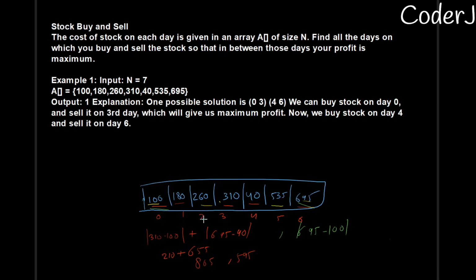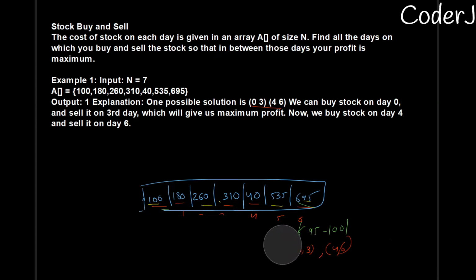As per our logic, he should buy it at 100, sell it at 310, that will be 3, and again he should buy it at 40 and sell it at 695, that is 6. So that is also the answer that they have shared with us, right? I just hope that is clear with you all. So let me just remove these things so we can discuss the possible approaches.